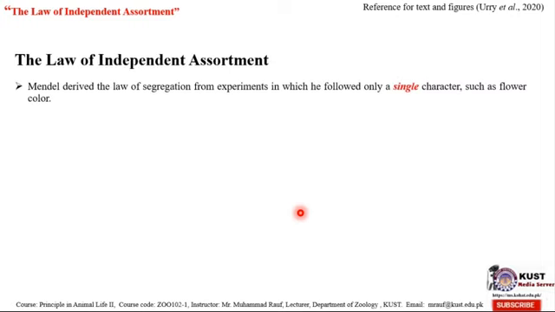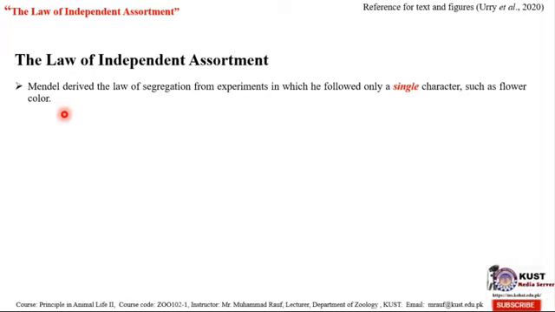Introduction. Mendel derived the law of segregation from experiments in which he followed only a single character, such as flower color. Mendel's first law states that each trait is determined by a pair of factors. The factors stay together in a diploid individual but are separated or segregated during gamete formation and are reunited at the time of fertilization. So, in order to arrive at the conclusion, Mendel first studied only a single character.